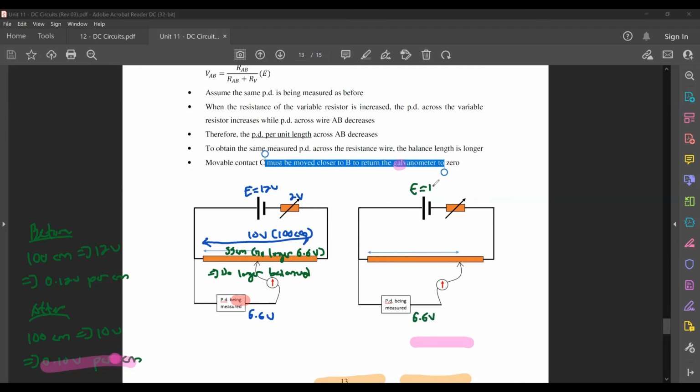This one, E, is 12 volts. This is 2 volts. You need to shift your jockey along to maybe a different length. So what could be the length? What length do you think I should have? For 6.6 volts, the length required is 6.6 divided by 0.1. I'll get 66 centimeter.